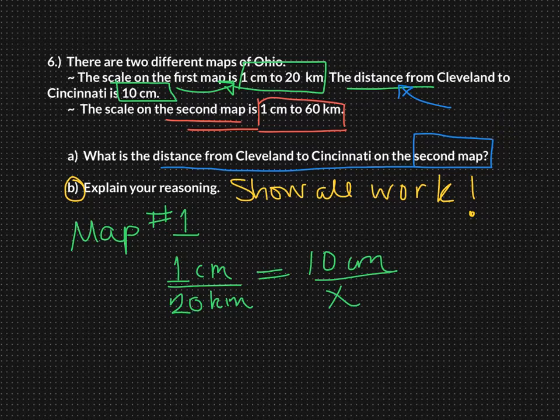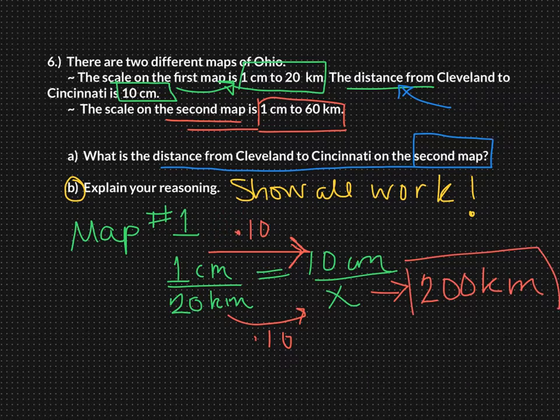So in order to find that out, I ask myself, what do I multiply 1 by to get to 10? And obviously it's 10. 1 times 10 is 10. Whatever I multiply the top by, I also multiply the bottom. So 20 times 10 is going to give us 200 kilometers. I just gave you the answer, but that's not my final answer.